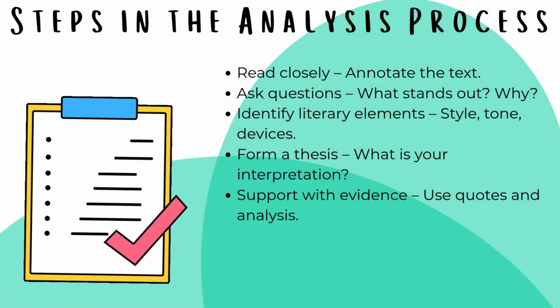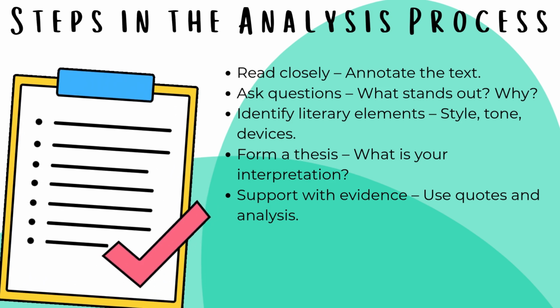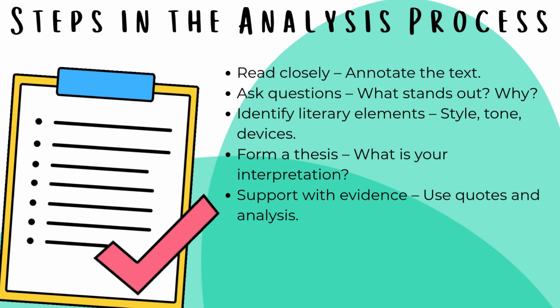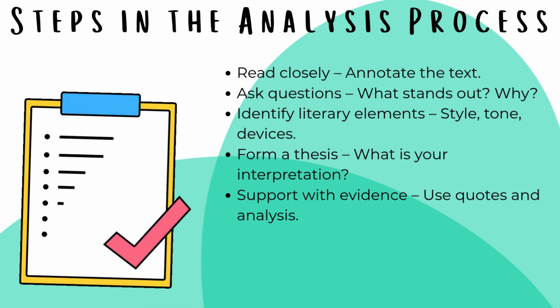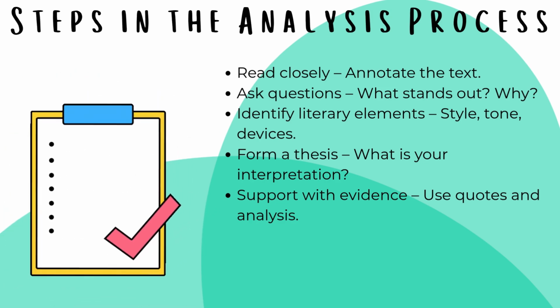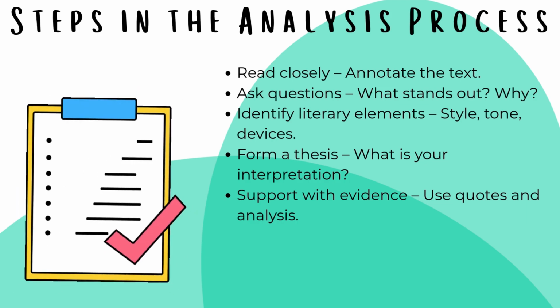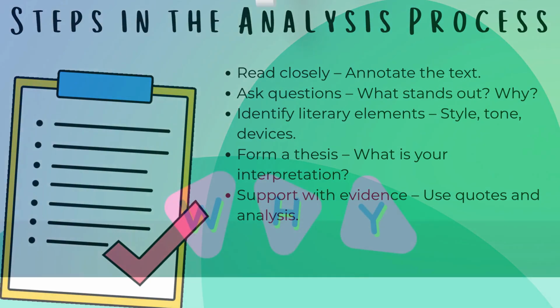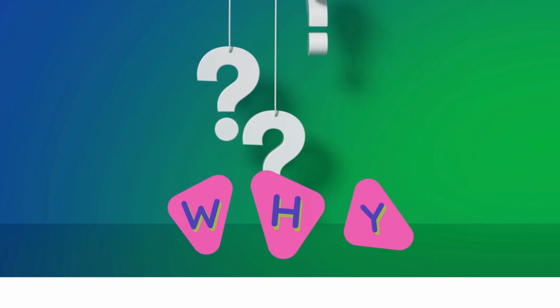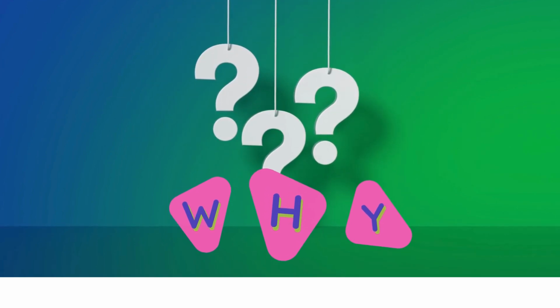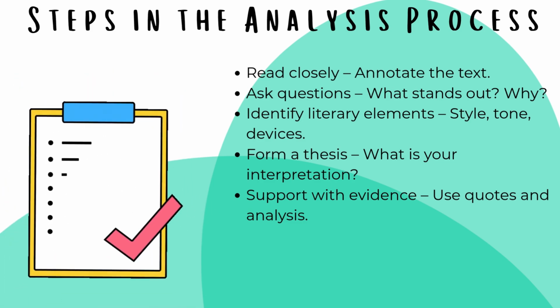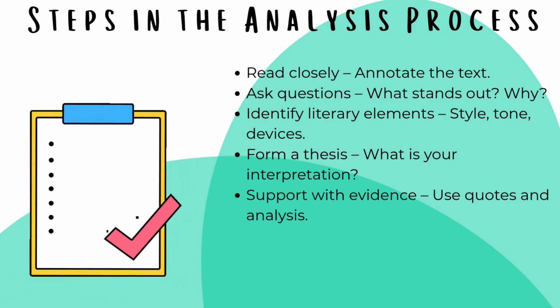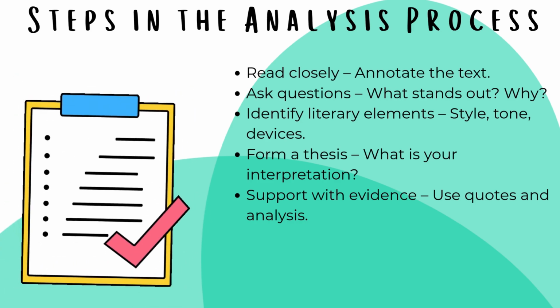There are different steps in the analysis process. For one, you want to read your text closely. I would read it 2 to 3 times and annotate the text. You're going to take notes, mark things you don't understand, words that stand out to you, and what still confuses you. And ask the main question, which is why. Okay, why does the author do this? Then you want to identify any literary elements in there: style, tone, structure, imagery, similes, metaphors, the list goes on.